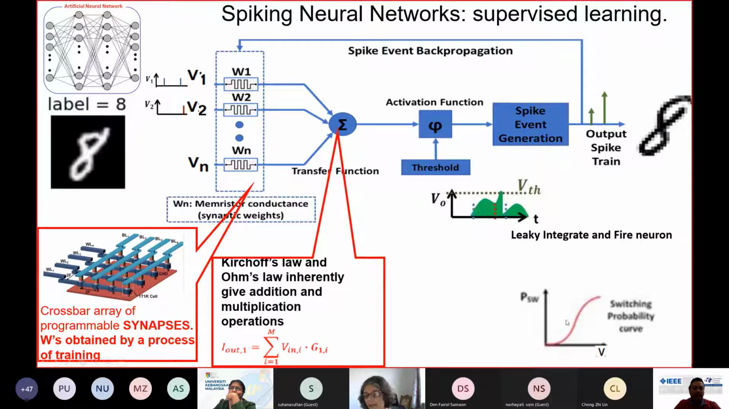But then there are other more energy efficient neural networks where instead of just taking 1 or 0 every time, you can consider the probability of switching versus the voltage. And you can accumulate all these until it reaches a certain threshold, and then it emits a spike. And these are known as spiking neural networks because they are more close to the leaky integrate and fire neurons which are there in the human brain.